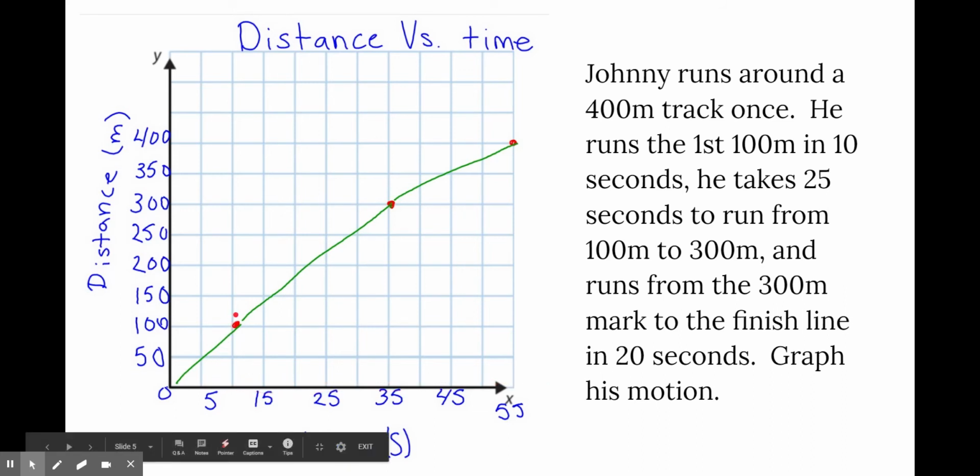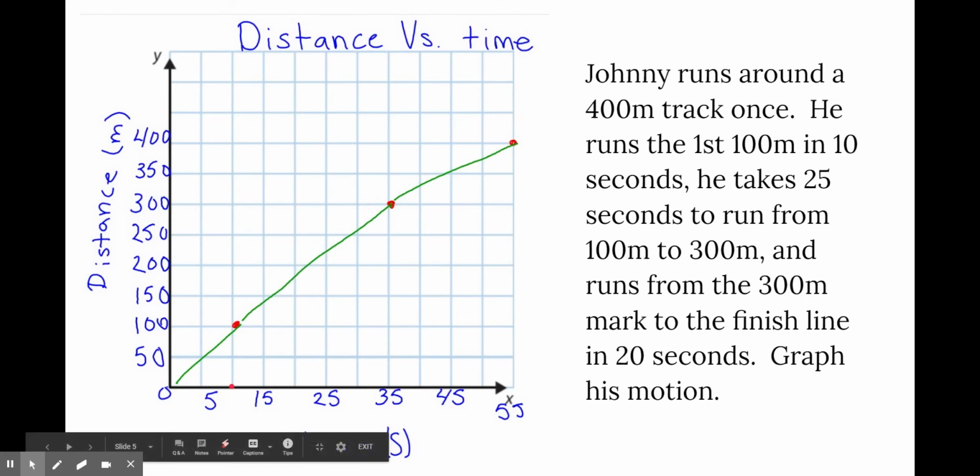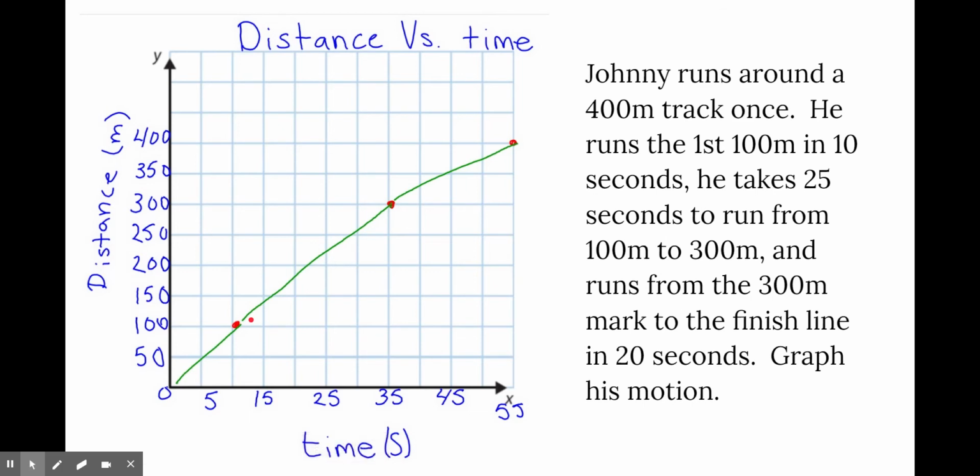If we look at his first data point, he ran the first 100 meters in 10 seconds. So I went to the 10-second mark, went up to 100 meters, and put a data point there. And I drew a line from his starting position to that position. I would have used a ruler, but the smartboard was being really finicky. Our lines should always be really nice and straight and neat, and rulers do that really well. It helps us determine the slope and see that in a graph much better.